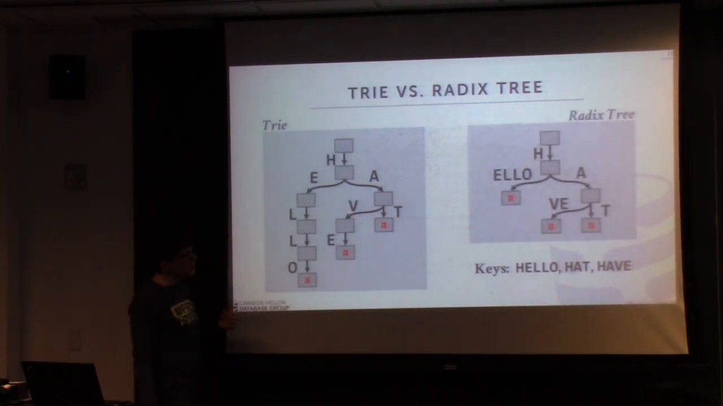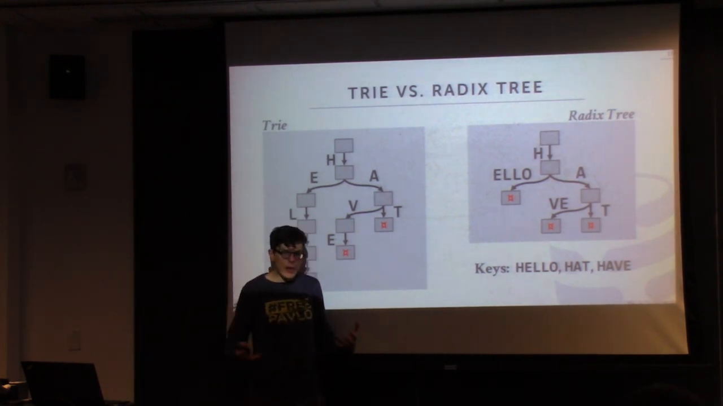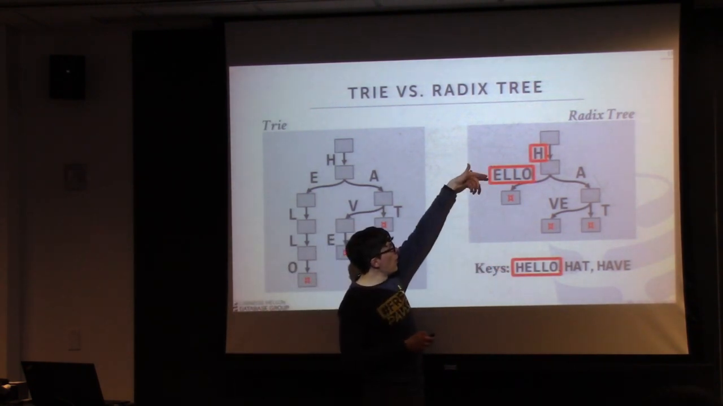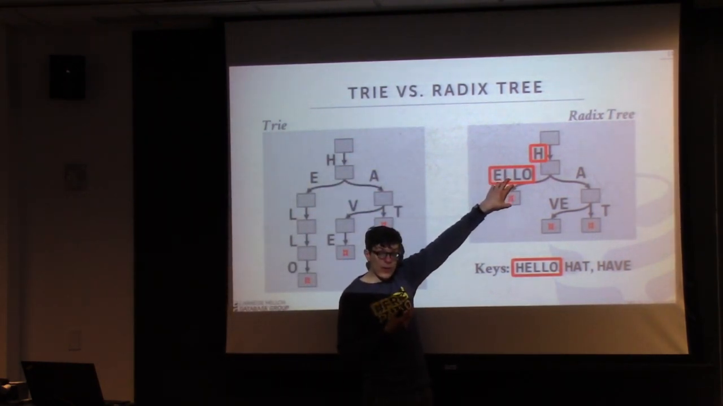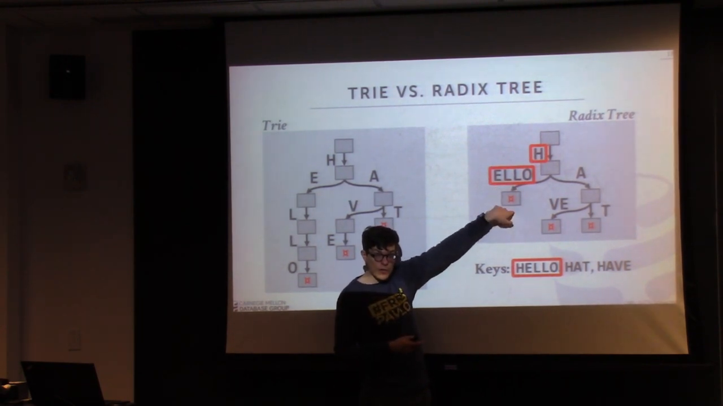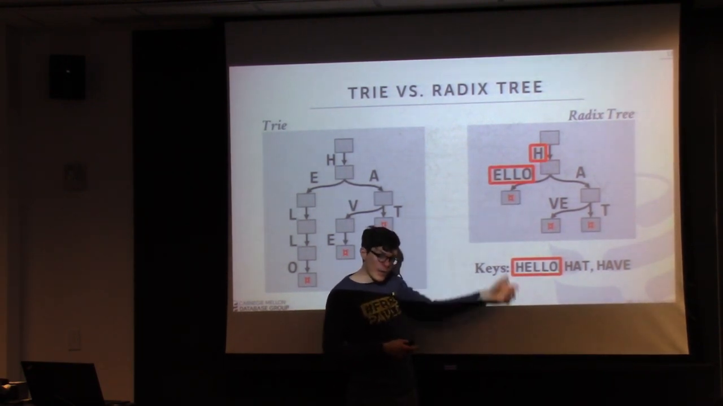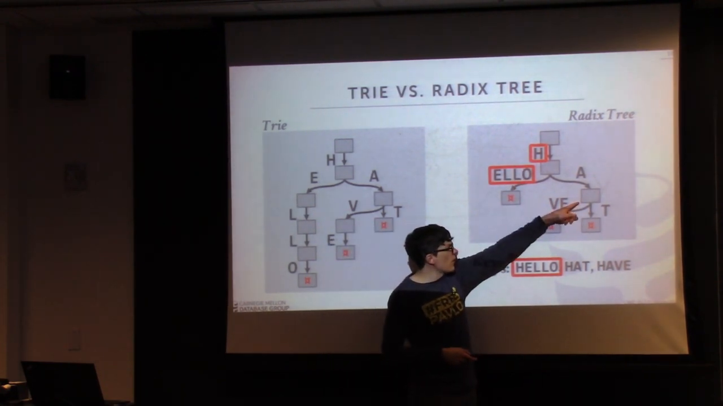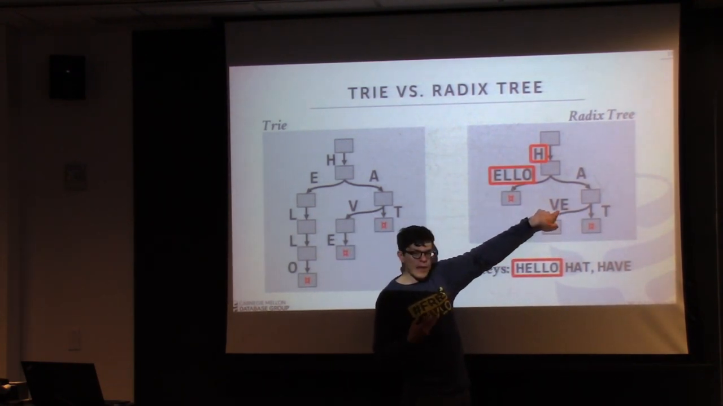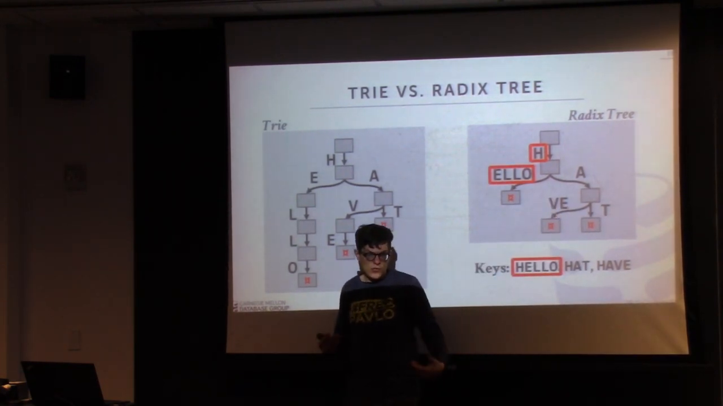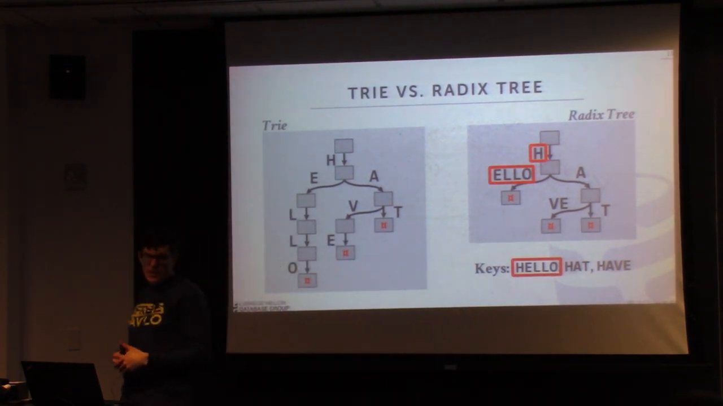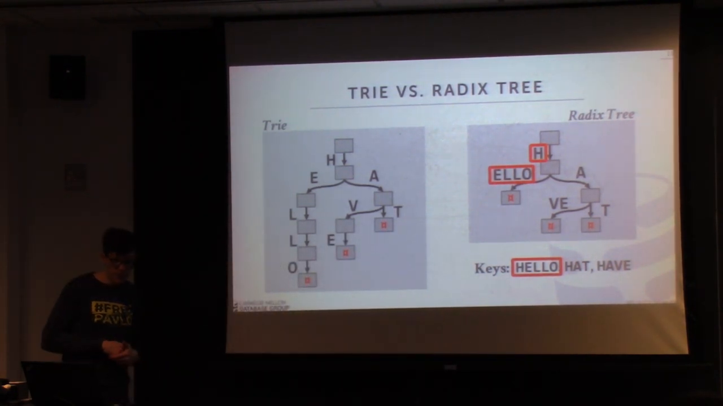So in a radix tree, the big difference is that we can do compression when we know we have a unique suffix. In this case, for the key hello, we don't store each letter as we did here. We only have to store ELLO together as a single suffix with just one pointer, so we don't have that chain going down like before. But then we have the same layout on the side for hat and have. Again, VE, the suffix of have, is not shared by hat, so those two digits are stored together. So a radix tree is basically a compressed version of a trie.